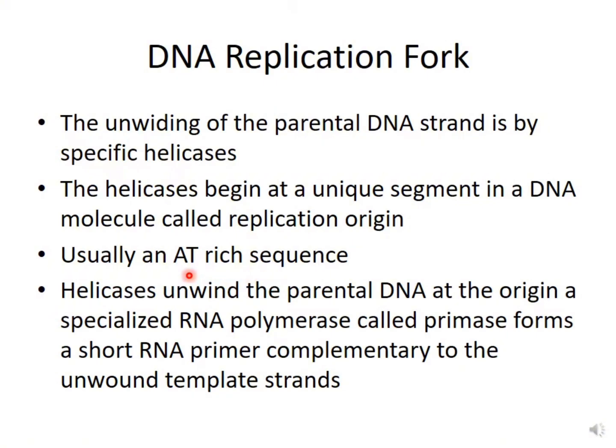Once the helicases find that replication origin, they unwind the parental DNA strand. Then a special RNA polymerase, whose function is to deposit the short RNA strand that we called a primer, comes in. Hence, this RNA polymerase is called a primase. It forms the primer, which is a complementary sequence to the place where the replication fork is open at the replication origin in order to start the unwinding process.